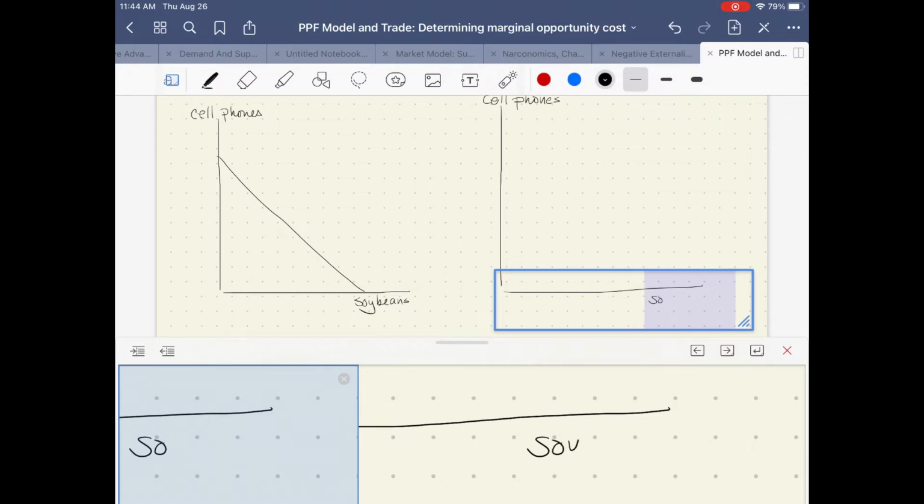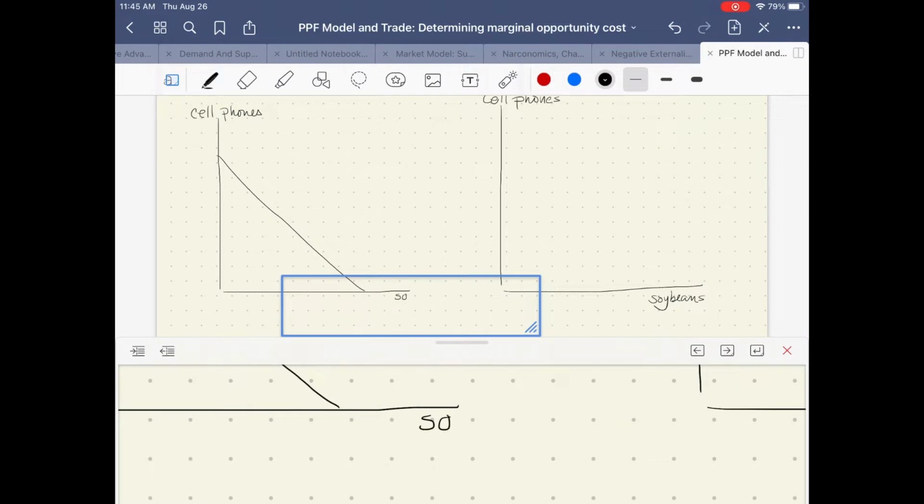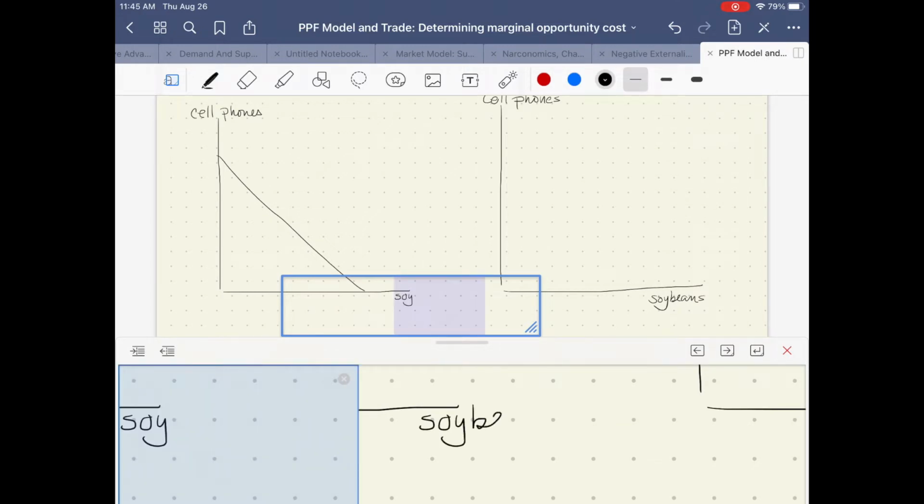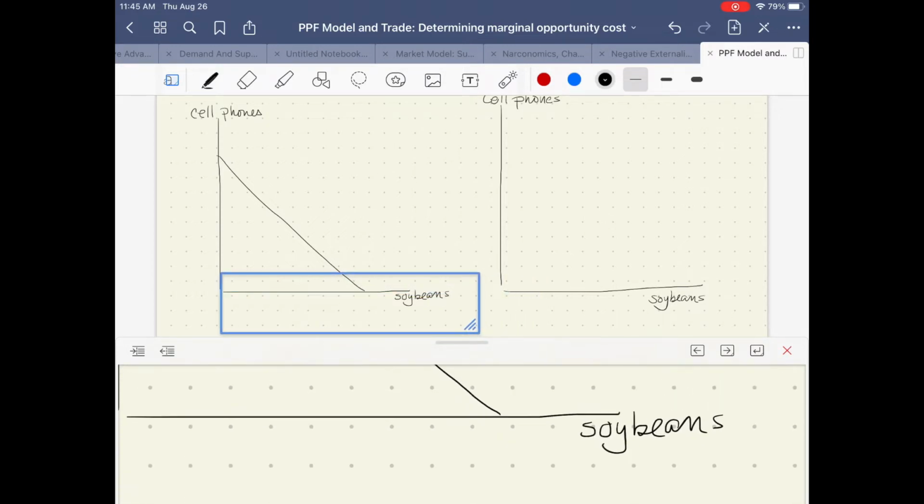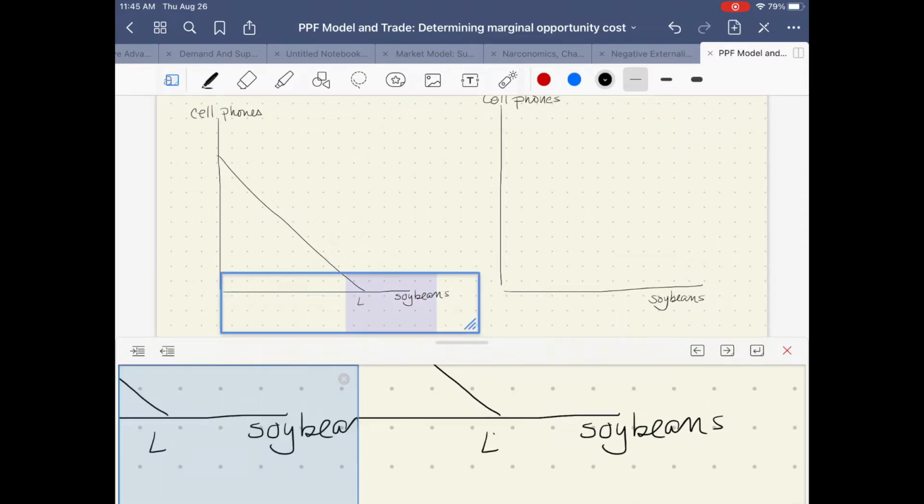And the other product is soybeans on the x-axis, labeling China first, and then correcting my mistake, sliding soybeans over just a little bit on the x-axis in the U.S. so that we can identify quantities clearly. So the U.S. and China both can produce soybeans and cell phones. But because the resources in the two countries aren't identical, they can't produce these products for the same costs.